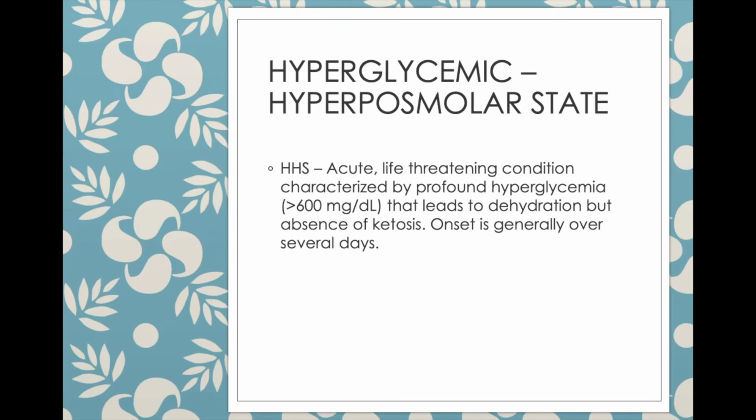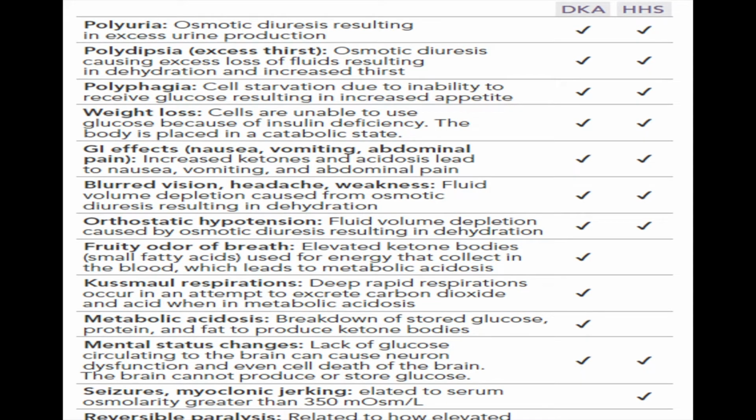So what I want you guys to know is the expected findings and the difference between DKA and HHS. The way that I learned it is learning what one has and the other one doesn't have. For example, DKA has a fruity odor breath, Kussmaul respirations, and metabolic acidosis and ketones in the urine, which HHS does not have. Always think about K for ketones. DKA is diabetic ketoacidosis, so it's because of the ketones.